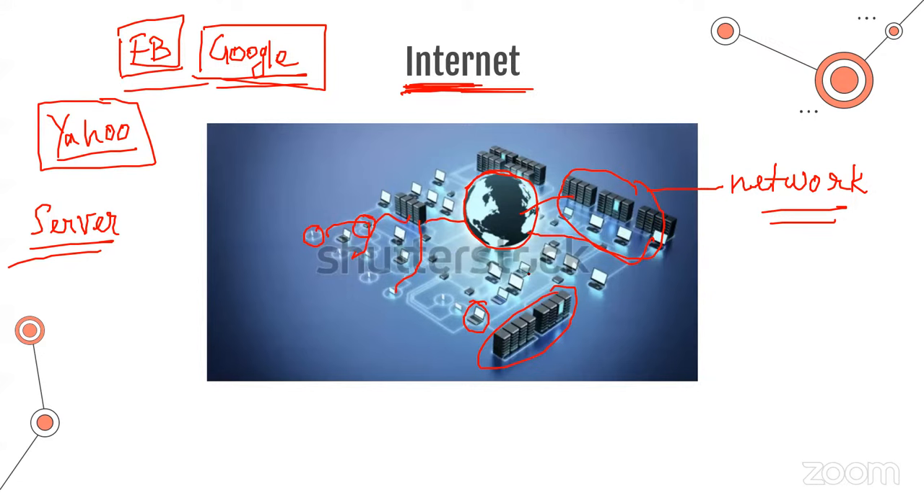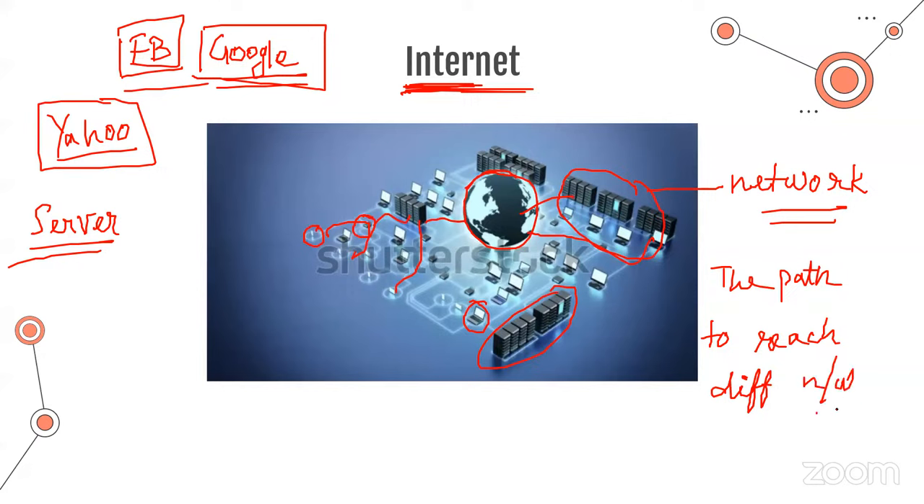Now, this internet is basically... Another way of looking at internet is the path to reach different networks.